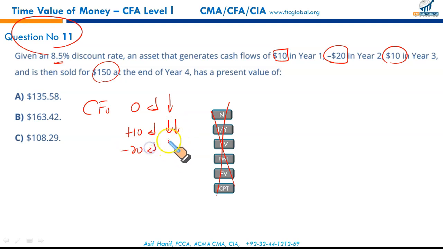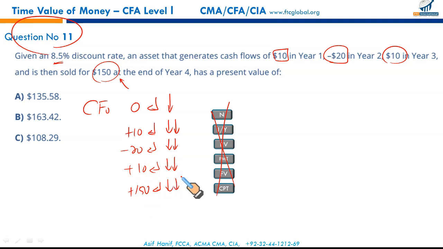-20, down arrow key. Since it's a single cash flow, you press the down arrow key twice. And then you have +10 in the third year, enter, down arrow twice, and then you sell the asset at a net book value or at net proceeds of $150. Again, it's a plus, enter.